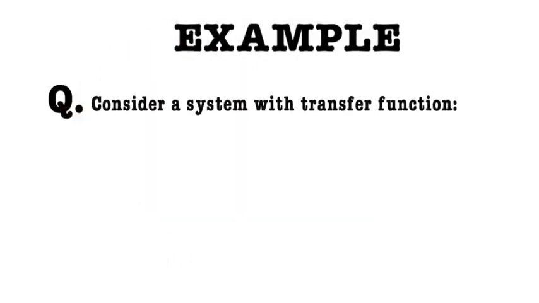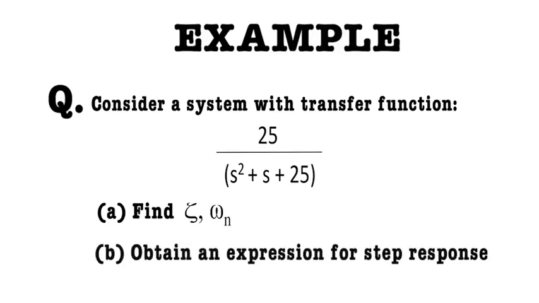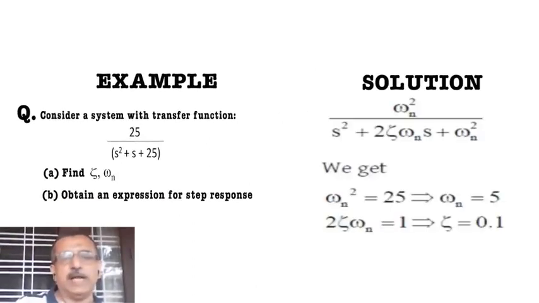So let us consider one concrete example. Consider a system with transfer function 25 by s square plus s plus 25. Find theta and omega n. Obtain the expression for step response. Try to do this, okay? I'll tell you omega n is the square root of 25, and omega n is 5.